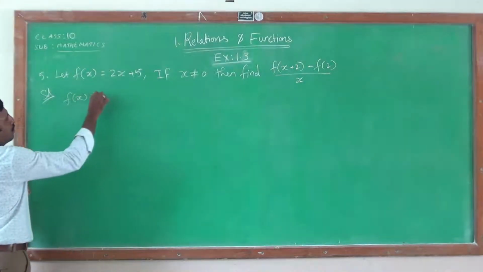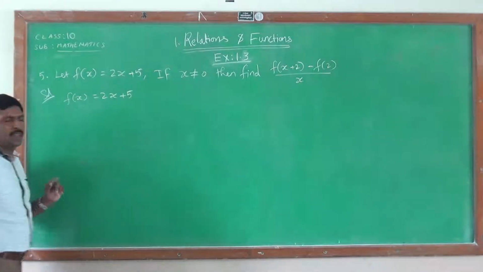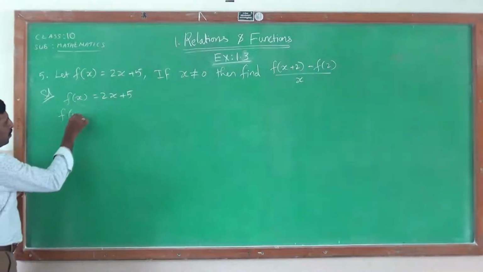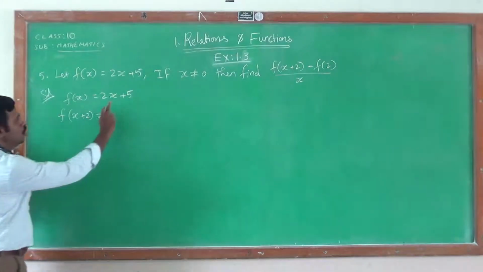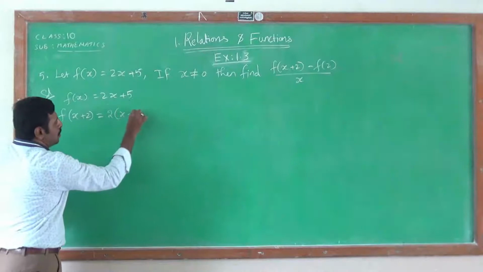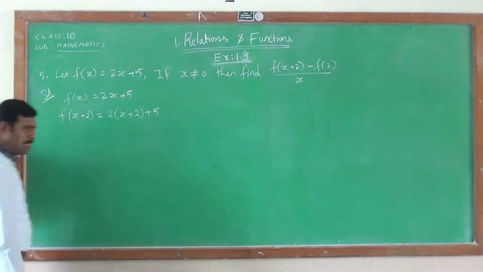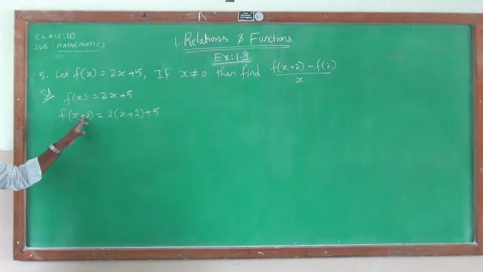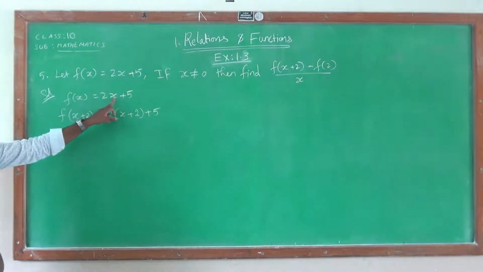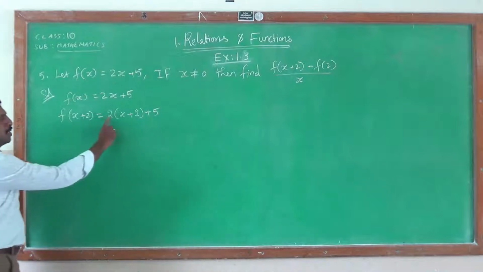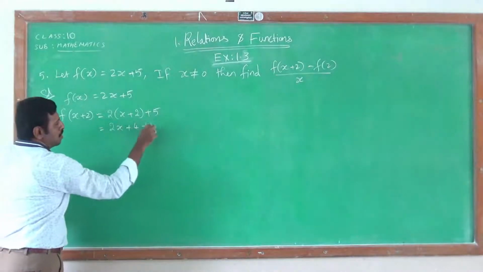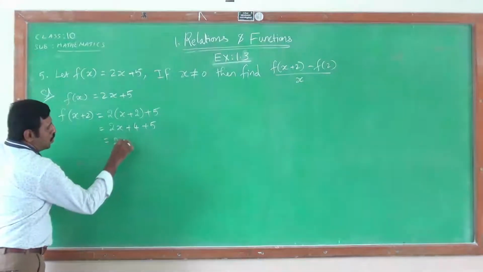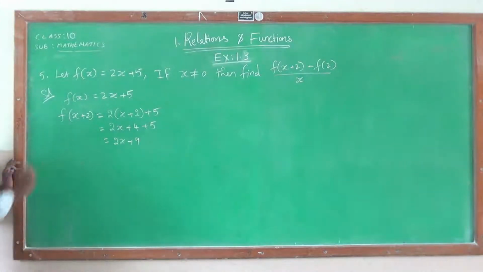The function f of x is given as 2x plus 5. Now we want to find the function f of x plus 2. See, in the place of x, I am going to replace the value x plus 2. So here also we have to put (x plus 2) plus 5. Now multiply this term. 2 into x is 2x, plus 2 2s are 4, plus 5. Then 2x plus 9. That is the function of f of x plus 2.